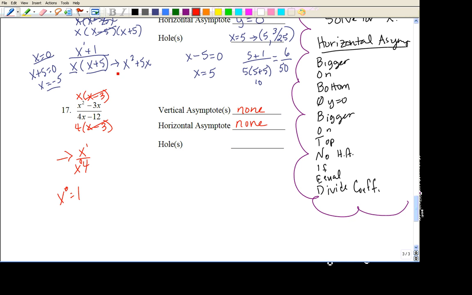However, for the holes in the graph, we did cancel something out. So let's set that equal to 0 and solve. So we'll get x equals 3. So there'll be a hole in the graph at x equals 3. But for the exact point, we take that 3 and plug it back into our new equation, and we'll ignore that x to the 0 now. So we'll have 3 over 4. Easy enough, so I'll have the point 3 and 3 over 4.